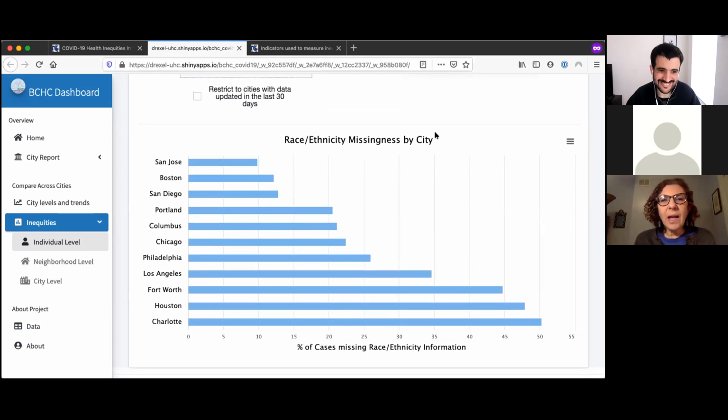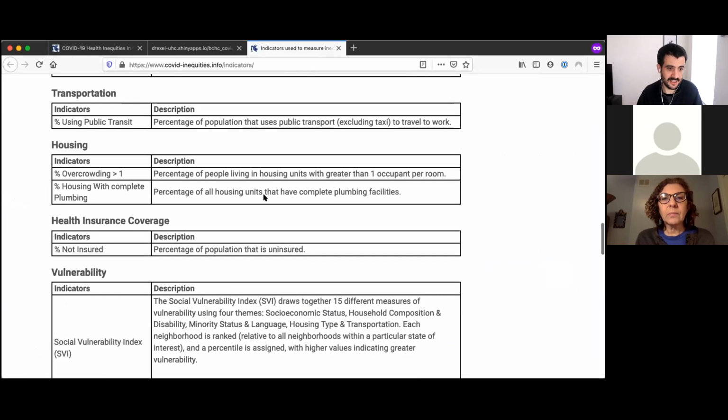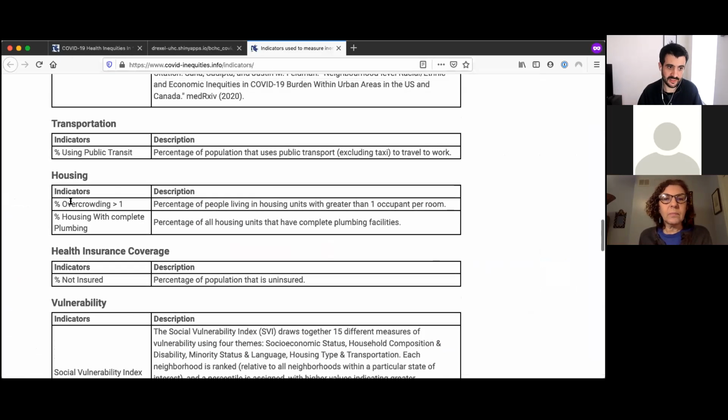So another question is about the measure of overcrowding. If you could say something about the measure of overcrowding, who determines that, where it comes from? Sorry, our measure of overcrowding comes from the American Community Survey. And actually, if people are interested in the specifics, on the website, in the indicators part, we have the detail of each one of them.